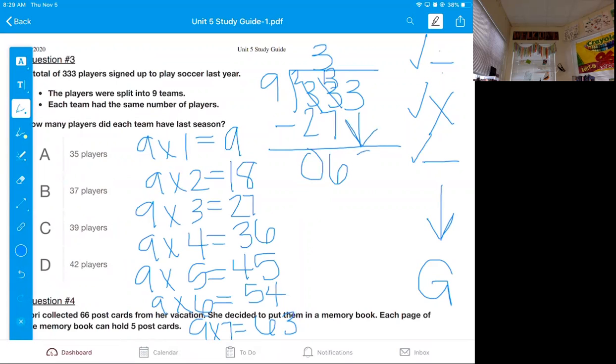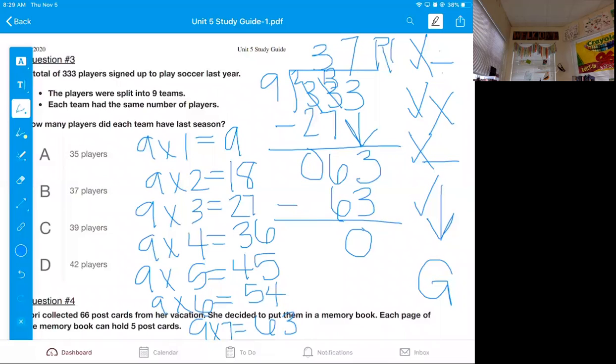Okay, Brother says bring down. Bring down what number? 3. All right, Rover says repeat. So I've got to do all this again, and now I'm working with 63. So looking at my 9 facts, raise your hand and tell me which 9 fact I should use. Lindsay, 9 times 7 because it equals what? 63. So I'm going to write a 7 at the top and a 63 down here for my multiplication. And then Sister says subtract. So 63 minus 63 is 0. Brother says bring down. Is there anything to bring down? That's how I know I'm finished. So my answer is 37 with a remainder of 0.